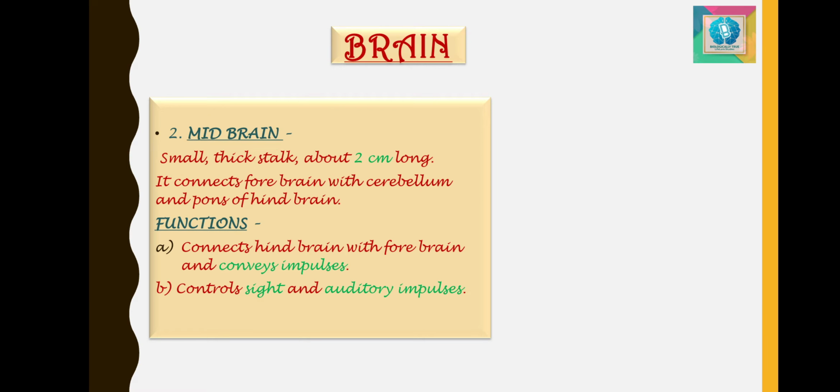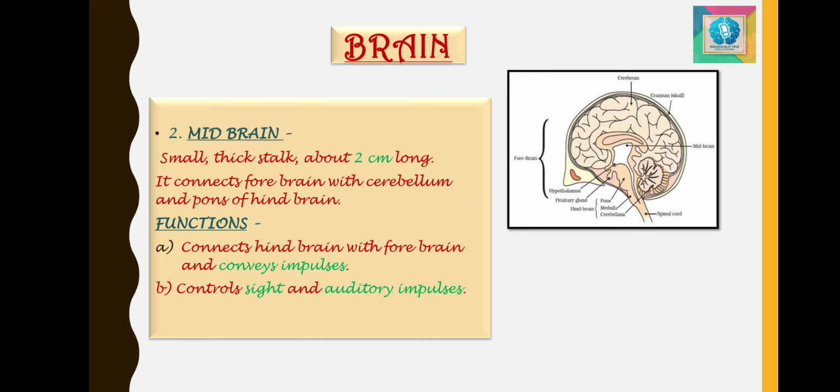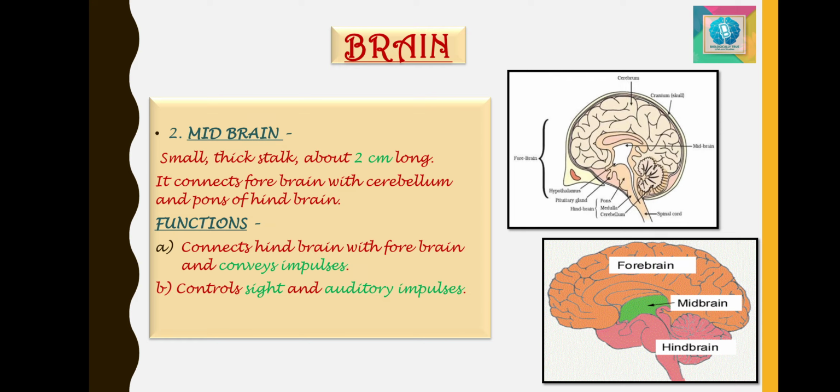The next part of the brain is the midbrain. The human midbrain is a small, thick stalk about 2 centimeters long. It is also known as mesencephalon. It is associated with vision, hearing, motor control, sleep, wakefulness, and temperature. It connects the forebrain with the cerebellum and the hindbrain. The main function of the midbrain is to control sight and auditory impulses.